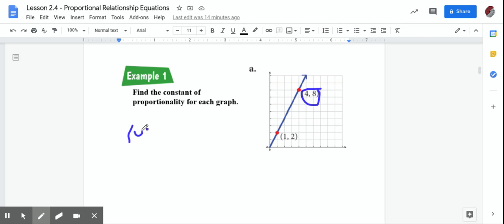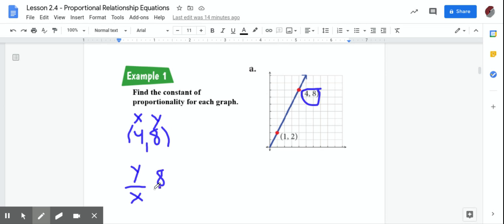And remember that when we write our points, our first number is our x value, so I'm going to label that x right above it. And my second number is always my y value. But remember, when we're solving for the constant of proportionality, we write it as y over x to find our unit rate, our constant of proportionality.